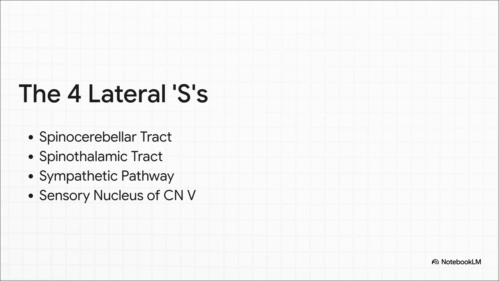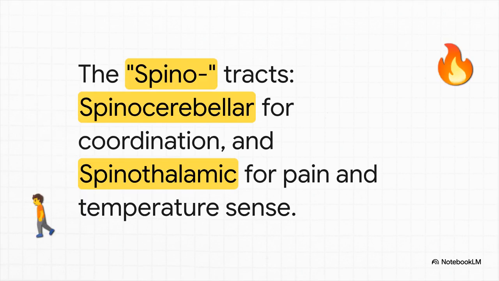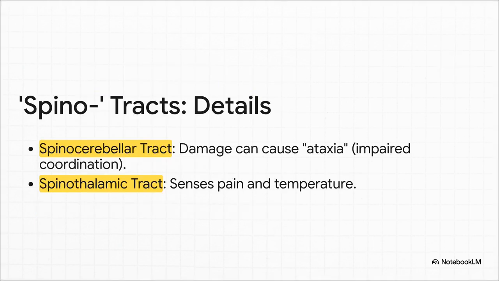Our 4 S's are the spinocerebellar tract, the spinothalamic tract, the sympathetic pathway, and the sensory nucleus of the 5th cranial nerve. Let's start with the 2 spinotracts. These guys are responsible for coordination and a different kind of sensation than what we saw on the medial side. So the spinocerebellar tract connects to the cerebellum, which is kind of the brain's coordination center. If this gets damaged, it causes something called ataxia, that classic sign of clumsy, uncoordinated movements. The spinothalamic tract, on the other hand, is the specific pathway for sensing pain and temperature.